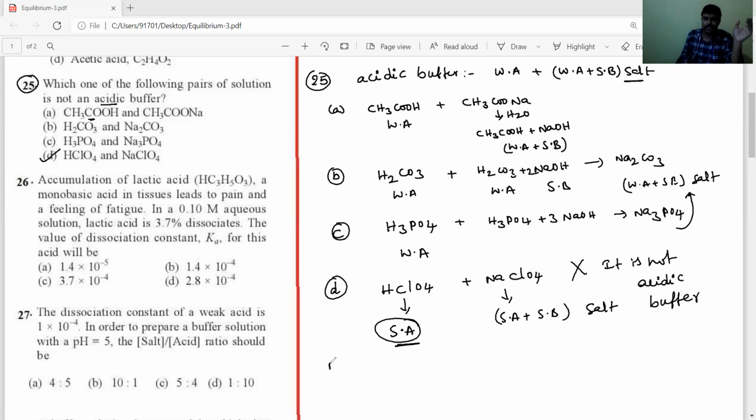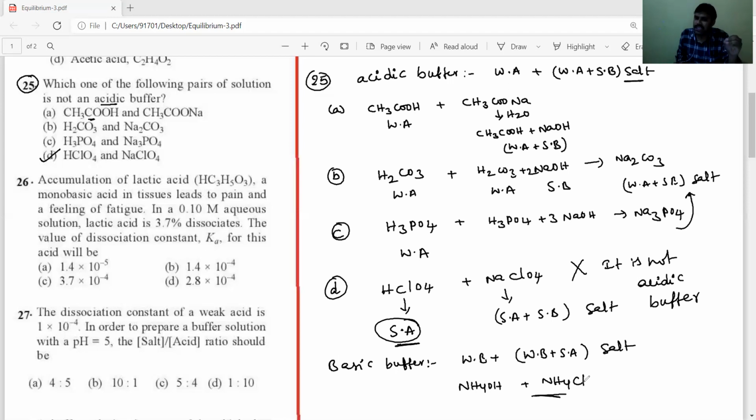In the same way, for basic buffer solution, dear students, a basic buffer means a weak base plus a weak base strong acid salt. For example, the weak base is NH4OH and the corresponding weak base strong acid salt is ammonium chloride, NH4Cl. This mixture belongs to basic buffer solution. Okay, the pH calculations of acidic buffer solutions and basic buffer solutions are given by the Henderson equation. Problems related to that equation are also very important. Okay, students, let's go to the 26th question.